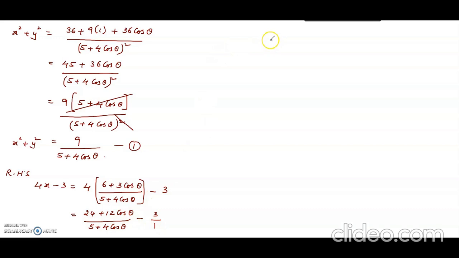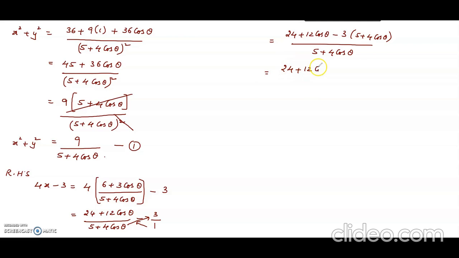So let us take the LCM of the denominator. 5 plus 4 cos theta into 1 is 5 plus 4 cos theta. Then we need to cross multiply 1 with this term and 5 plus 4 cos theta with 3. So 1 into 24 plus 12 cos theta minus 3 into 5 plus 4 cos theta. Remember, we are cross multiplying. So we have 24 plus 12 cos theta minus 3 into 5 is 15, minus 3 into 4 cos theta is minus 12 cos theta, whole divided by 5 plus 4 cos theta.